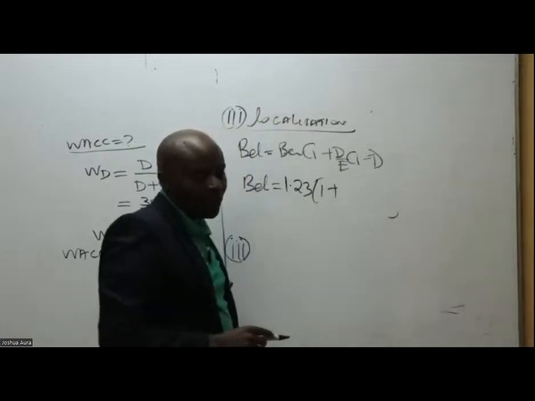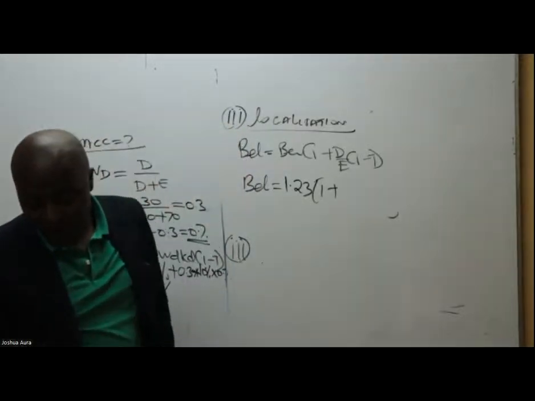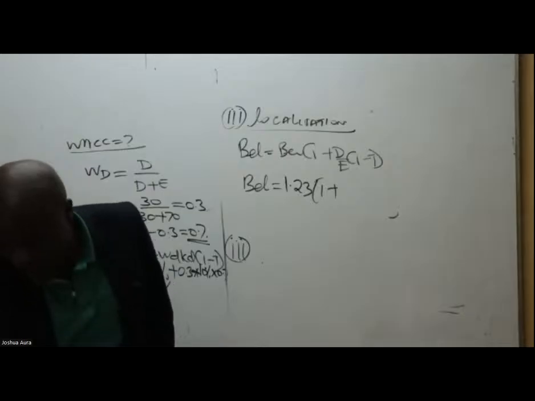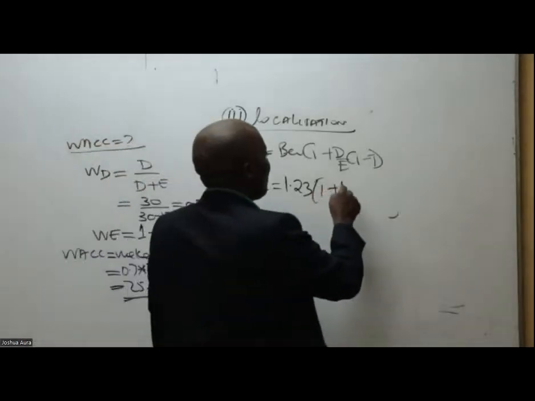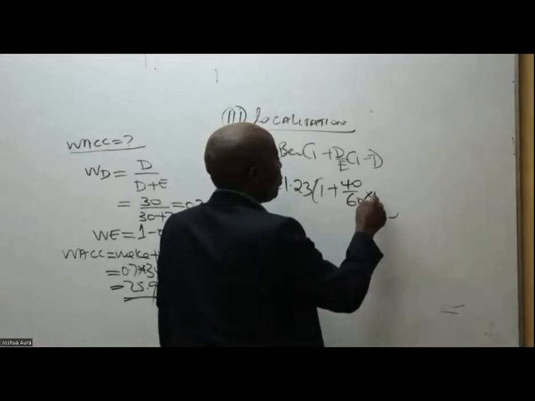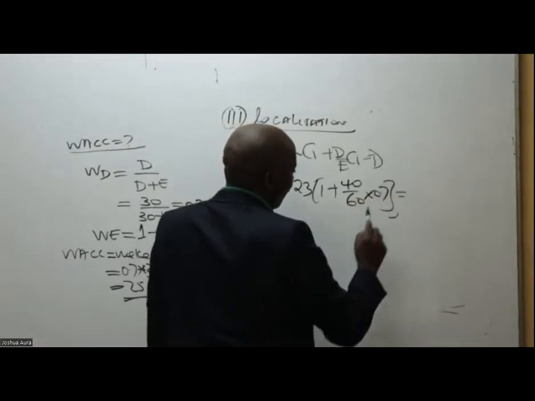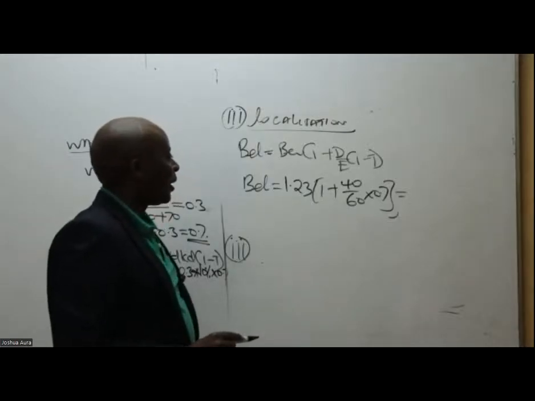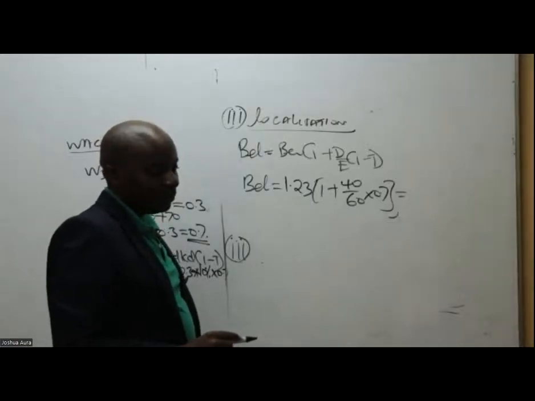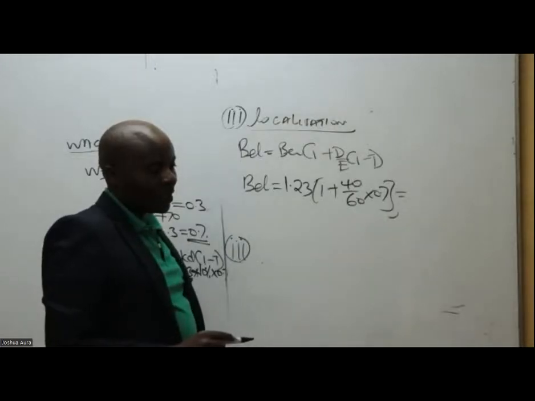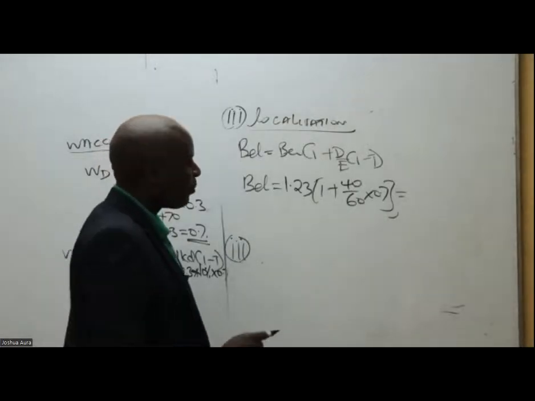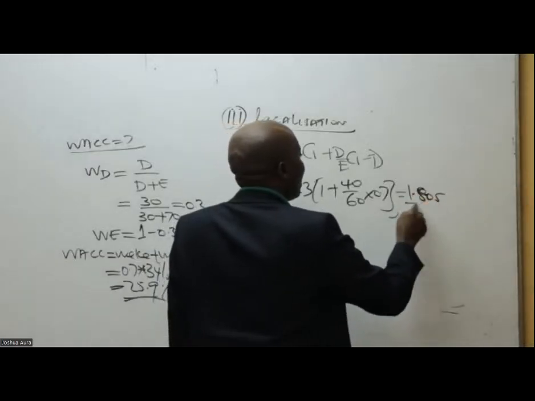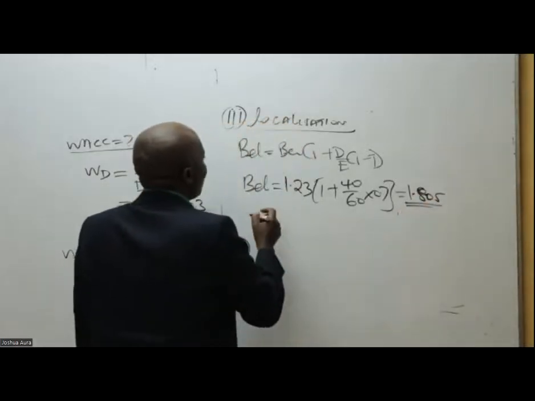They have given us the debt percentage as 40, 60. So plus 40 over 60 times 0.7. So could you kindly give me the final answer there? The bell. So 1.805. So once I get this 1.805, I'll be able to move to the next thing.